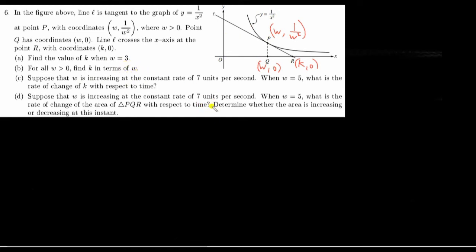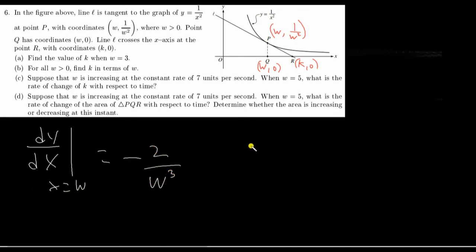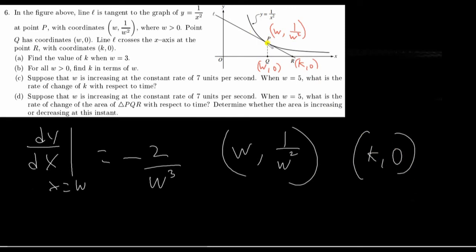Okay, so we're going to do the same steps. We're going to take the derivative of our function, but instead of doing it at x equals 3, we're going to do it at x equals w. That's going to be negative 2 over w cubed. And then instead of having 3 comma 1 over 9, we're going to have w comma 1 over w squared, and we'll still have this point k comma 0. Alright, these are the 2 points, P and R, that are on line L. So we have the slope, we have the 2 points.